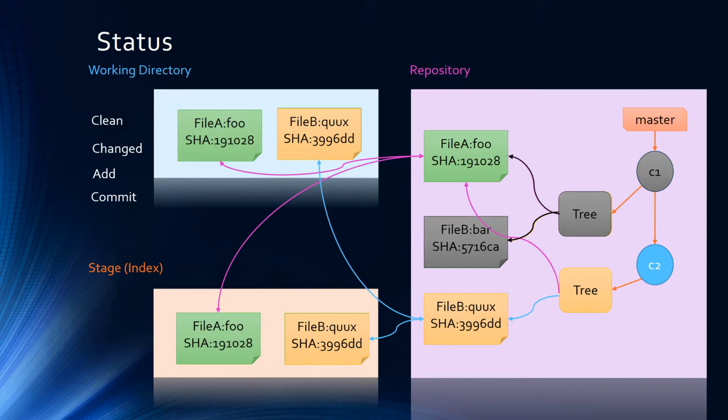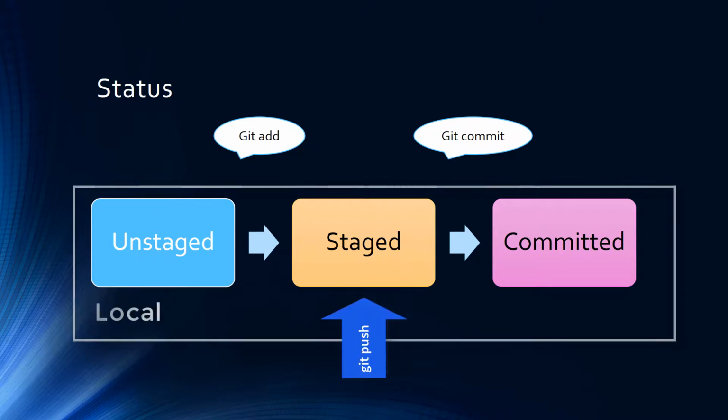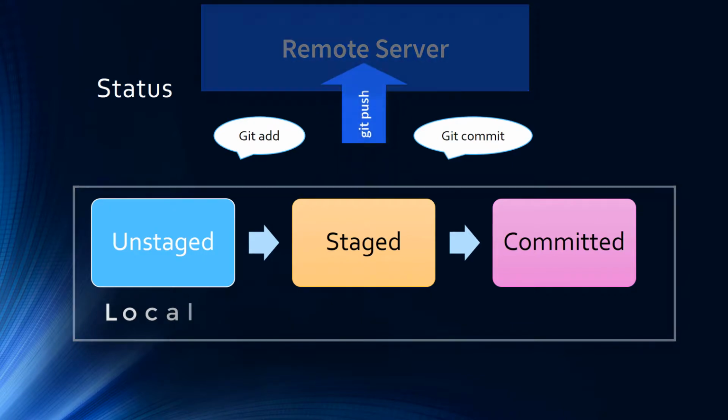So here is the conclusion. We use the git add command to update the stage from unstaged to staged. We use the git commit command to update the stage from staged to committed. And we use the git push command to push the commit into the remote server.